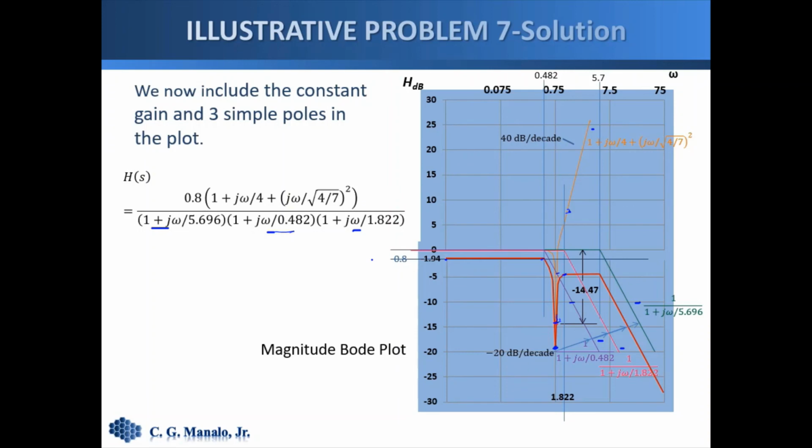until here. It flattens out because the slope of this and the slope of this combine to offset the slope here of 40 dB per decade. So it becomes a flat line until here where it starts to go down again with a slope that is the same as this one.